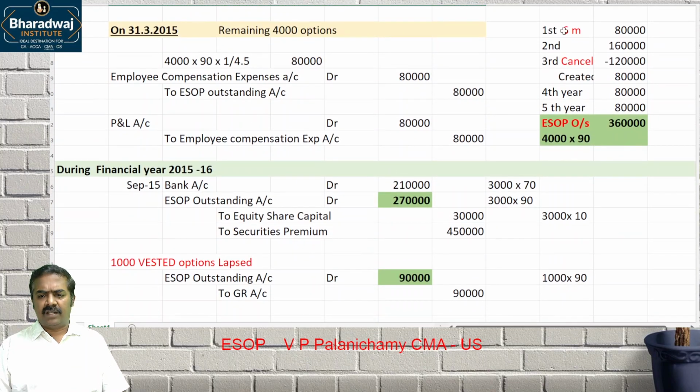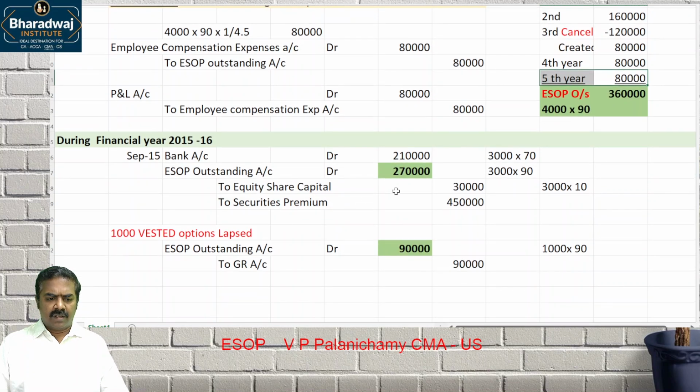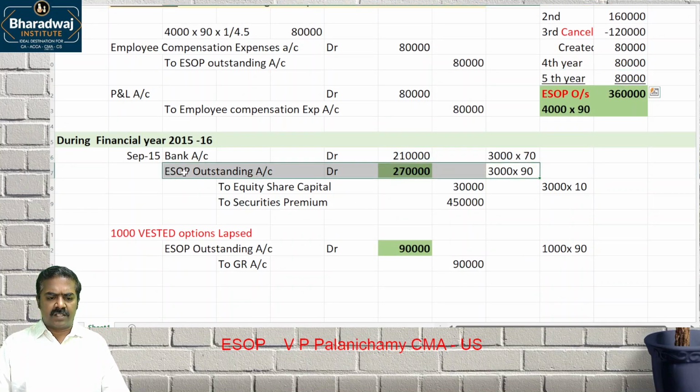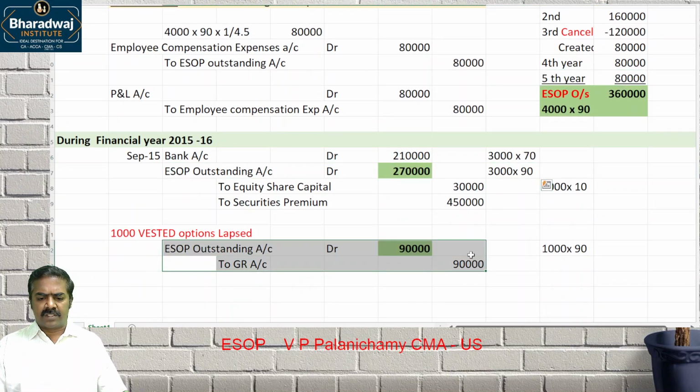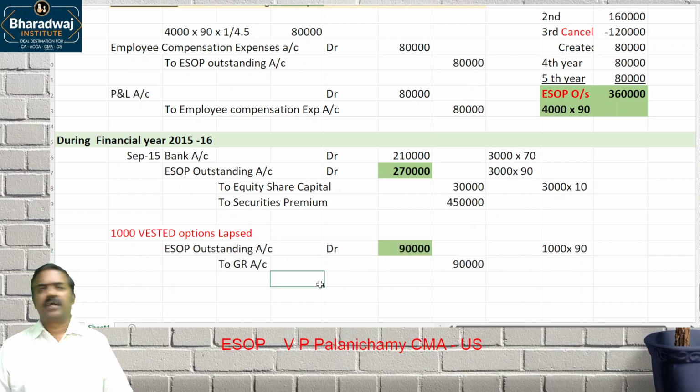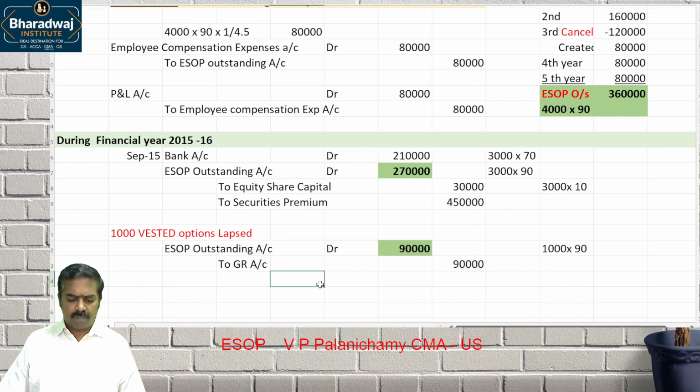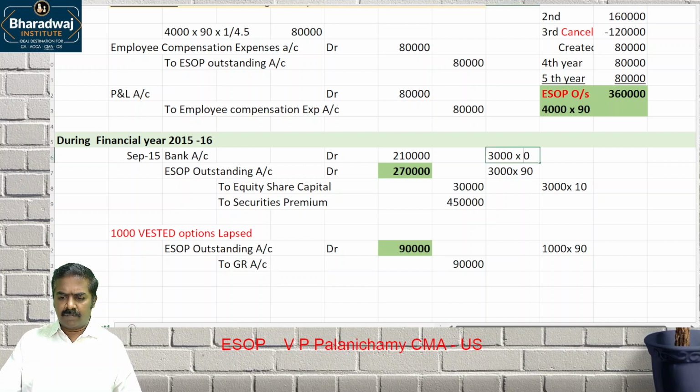Next 2 years also we continue the same. At the end of the vesting period, we've got 4,000 options. ESOP outstanding will show a balance of how much? 3,60,000. In that, 3,000 options are exercised. The remaining 1,000 options lapsed, transfer to which account? General reserve account. The ESOP price is 80, so here it is 4 lakh 80.